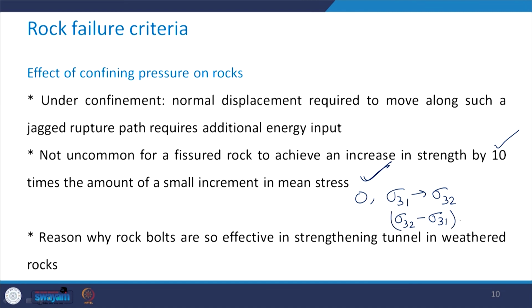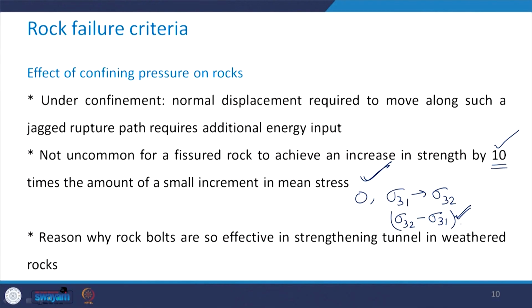Now just by increasing the confining pressure by this amount, one can observe an increase in the strength of 10 times this difference, that is 10 times (sigma 3 2 minus sigma 3 1). This is so prominent. That is the reason why rock bolts are quite effective in strengthening the tunnels, especially in case of the weathered rock.